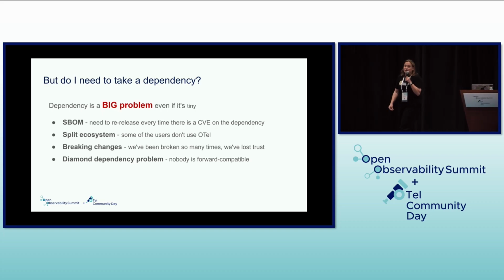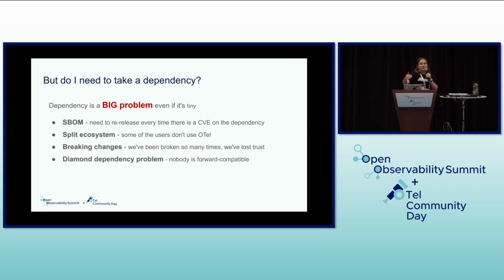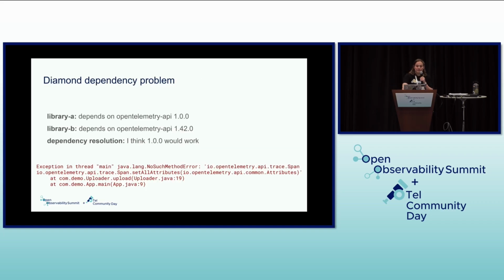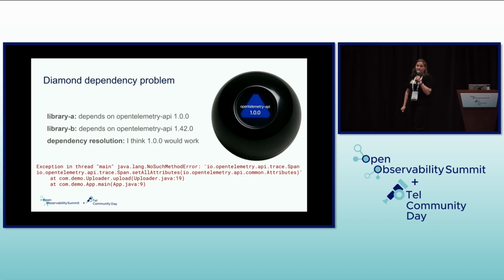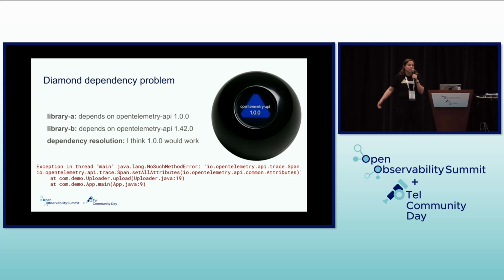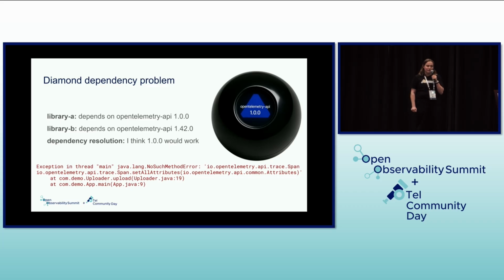The key problem that still applies to OpenTelemetry, and you cannot fix it, is the diamond dependency problem. It's also about forward compatibility. Let's talk about it more. Let's say my application depends on library A and library B. Library A wants OpenTelemetry API version 1.0, and library B wants 1.42. You would imagine the dependency resolution mechanism would do the right job.